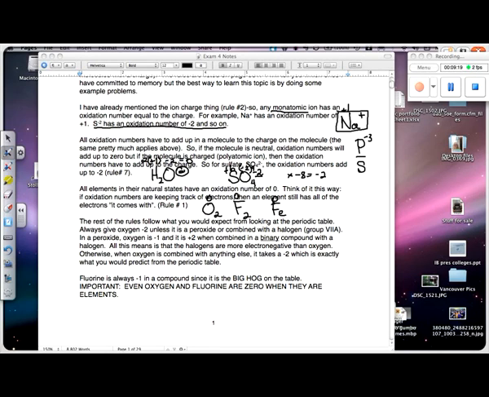The rest of the rules follow what you would expect from looking at the periodic table. Oxygen is always -2 unless it's in a peroxide or combined with a halogen. So let me show you what I'm talking about here. OF2. Fluorine, unless it's the element fluorine, is always -1 no matter what. Highest electronegativity on the table. Well, if I have two -1s here and they have to add up to 0, there's no charge here, then oxygen actually has a +2 oxidation number. Remember, this is bookkeeping, because -1 for fluorine times the 2 added to +2 adds up to 0. So that's a very uncommon case for oxygen. It is almost always -2, as we saw up here in sulfate and in water and in most other compounds. Fluorine is always -1.